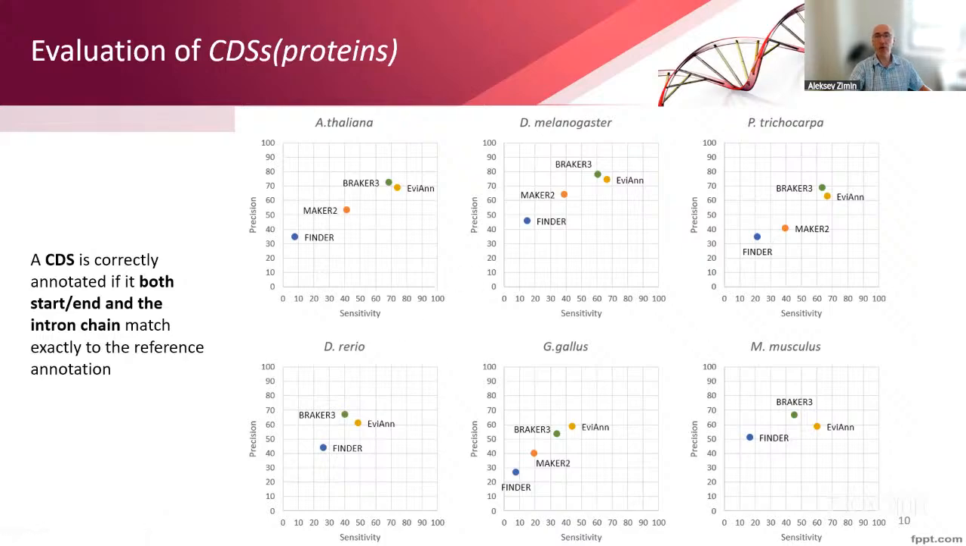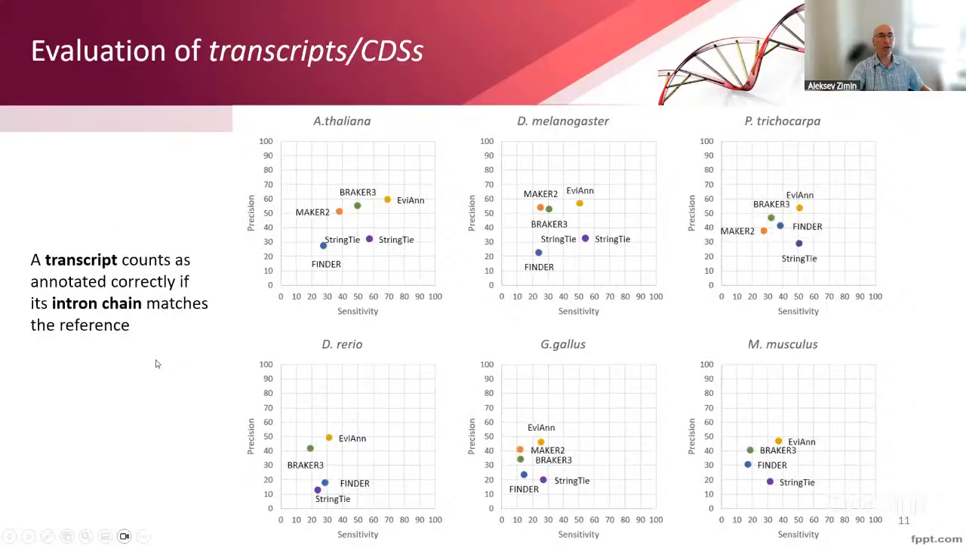And overall, you notice that for these data sets, they're not very big. And the sensitivity of annotation decreases as we go towards more complex organisms, such as chicken and mouse. And the final evaluation is evaluation of transcripts. So this was CDSs, this is transcripts. Never mind the CDS, this is wrong on this slide. I should have removed it.